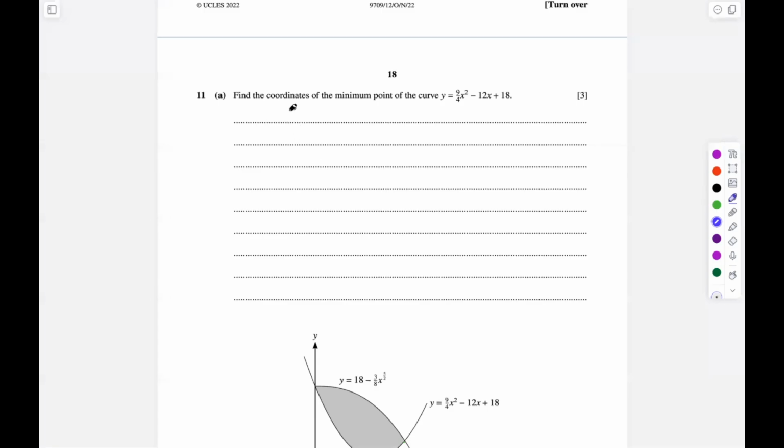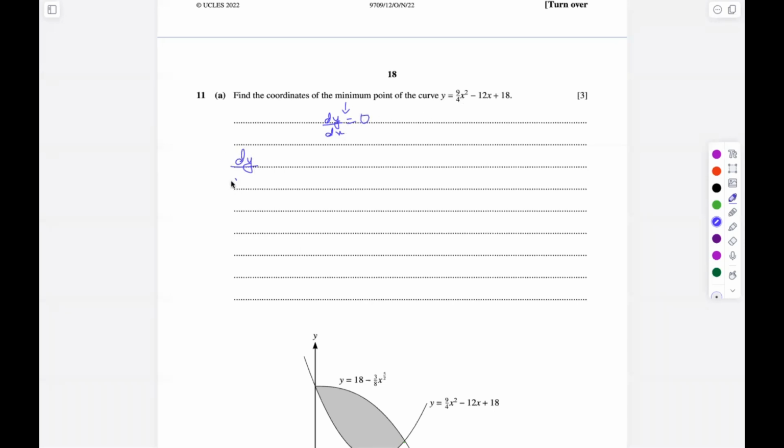In question 11a, we have to find the coordinates of the minimum point of the curve y equals 9/4 x squared minus 12x plus 18. When it is talking about the minimum point, it means that dy/dx will be equal to 0. So in the first step, we'll find an expression for dy/dx.